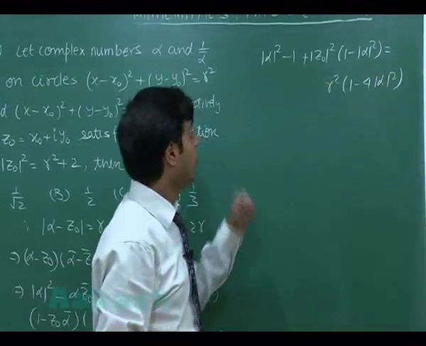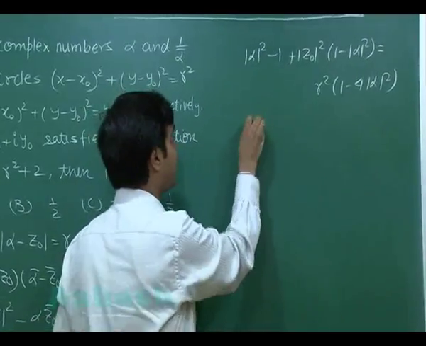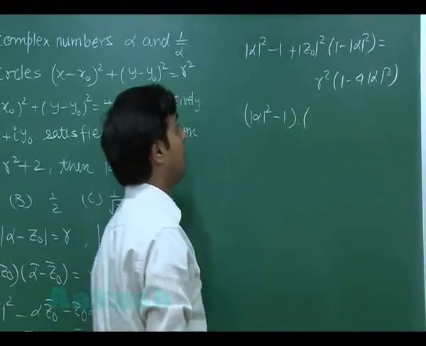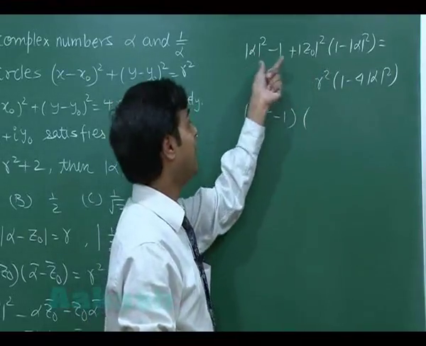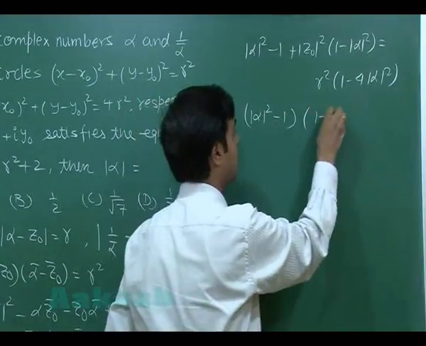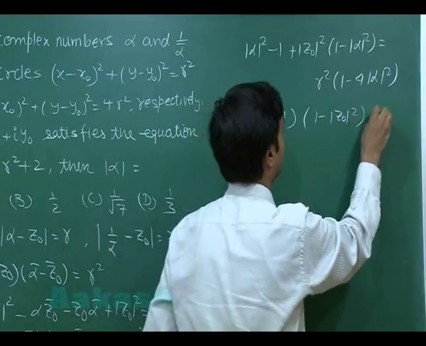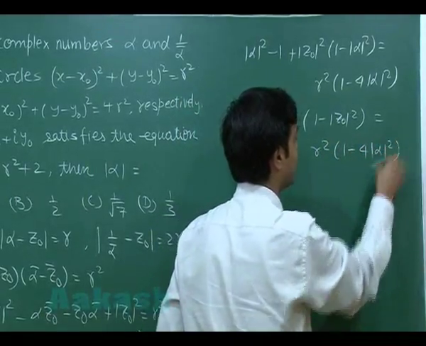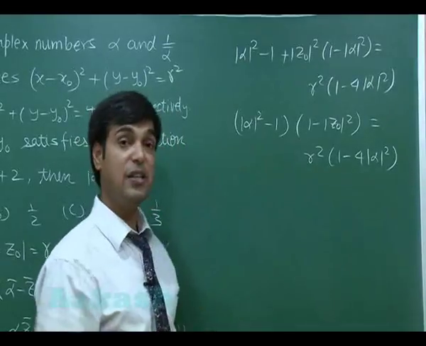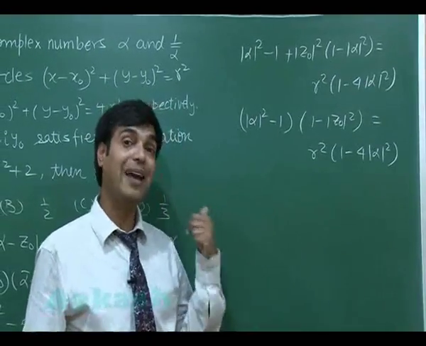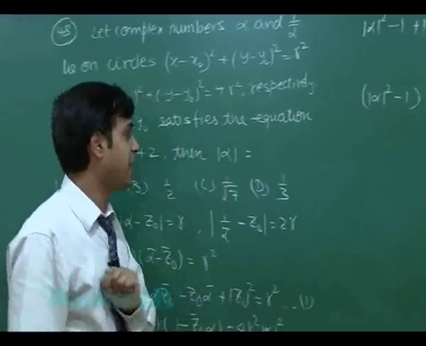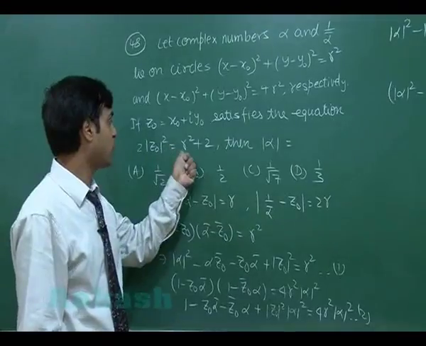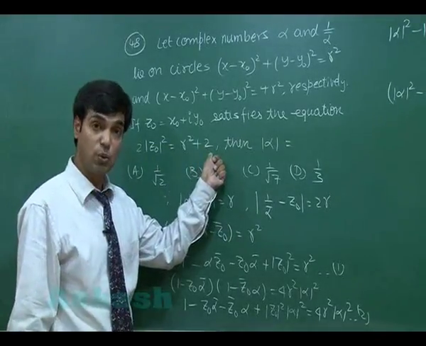Correct. So what we are getting on the left hand side, we can write as (mod alpha square minus 1) multiplied with (1 minus mod z naught square), which is equal to r square into (1 minus 4 mod alpha square). Now my objective is to get the value of mod alpha. One more condition is left which I have not used yet. It is 2 mod z naught square is equal to r square plus 2.